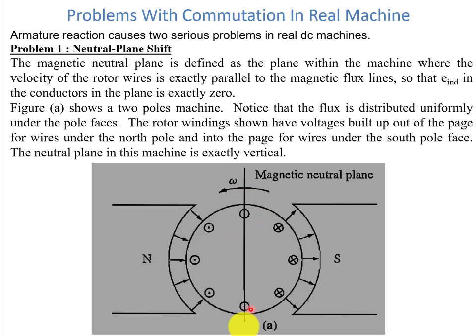Here we can see that there is no dot or cross, so it shows that there is no voltage induced in this portion. This figure A shows a two-pole machine. Notice that the flux is distributed uniformly under the pole faces, as we know that the flux is uniformly distributed in the air gap. The rotor windings shown have voltages built up out of the page for wires under the north pole and into the page for wires under the south pole face. So the neutral plane in this machine is exactly vertical.